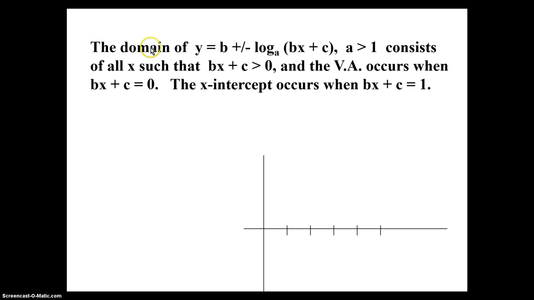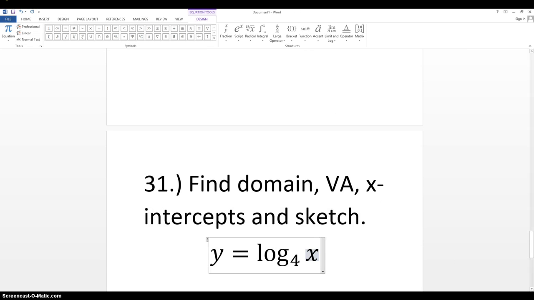With the domain, the vertical asymptotes, and the x-intercepts, we're only concerned with the bx plus c part, which is the only section that is inside the what? Inside the parentheses, exactly. So that's what we're going to do. To get the domain, we set it greater than 0. To get the VA, we set it equal to 0. And to get the x-intercept, we set it equal to 1. So let's go ahead and do that with this one.